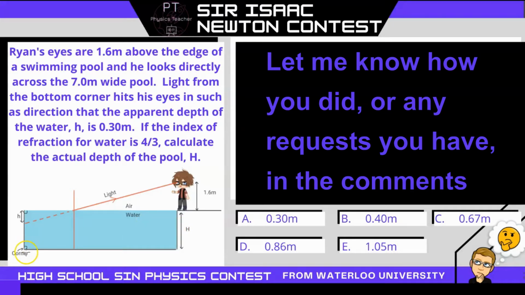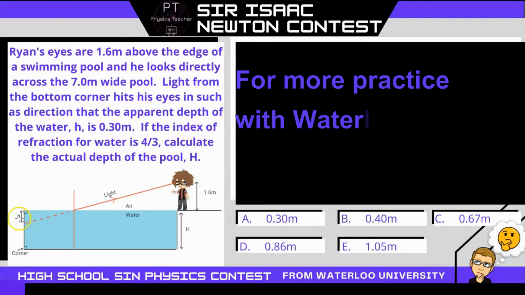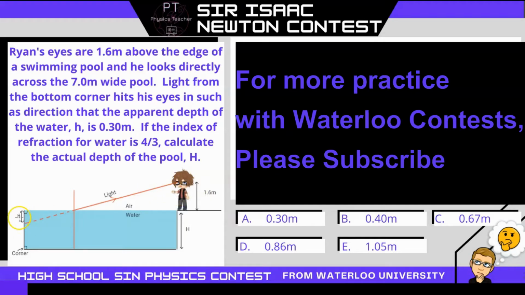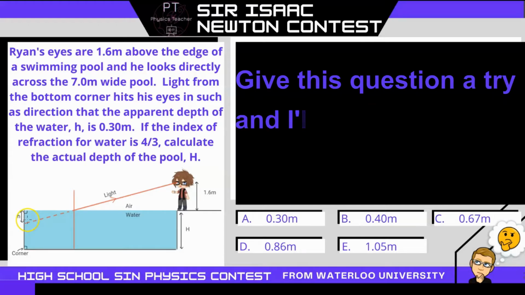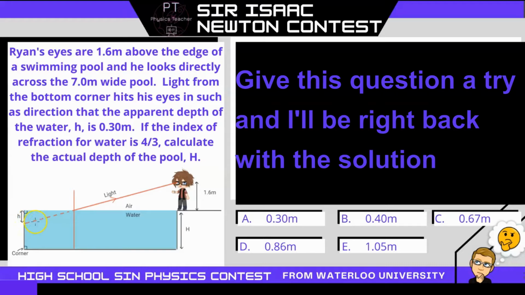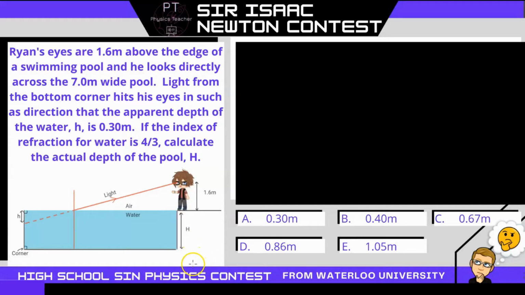Light from the bottom corner hits his eyes in such a direction that the apparent depth of the pool, h, is only 30 centimeters. If the index of refraction of water is 4/3, calculate the actual depth of the pool, capital H. Give it a try, and I'll be right back with the solution.